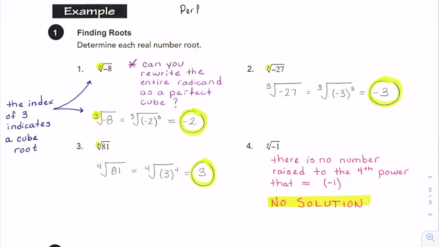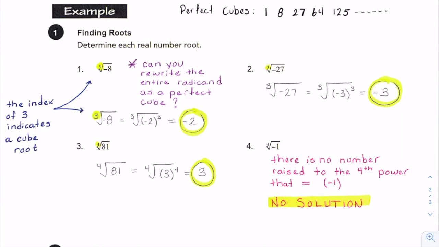We're going to do the same thing with perfect cubes. So 1 cubed, or 1 times 1 times 1, is 1. 2 cubed is 2 times 2 times 2, which is 8. 3 cubed, 3 times 3 times 3, that's 27. 4 cubed, 4 times 4 times 4, that's 64. 5 cubed is 125. And this list continues.